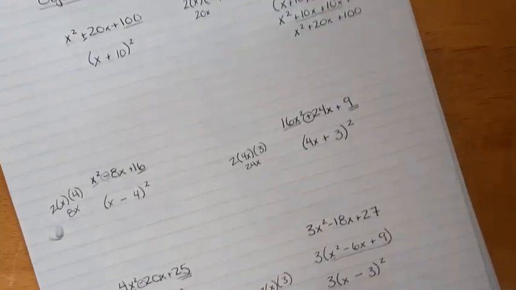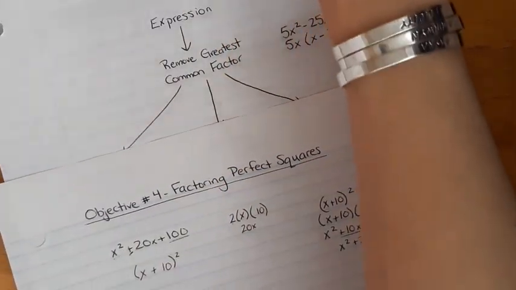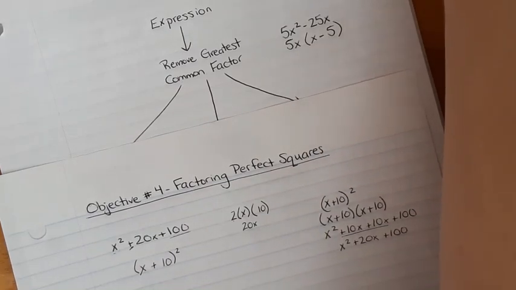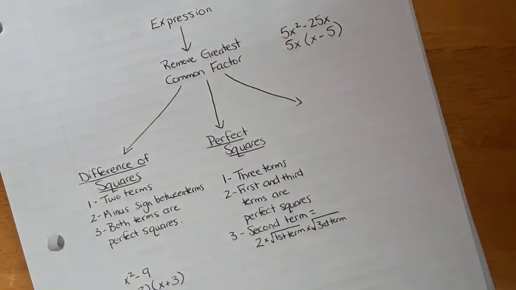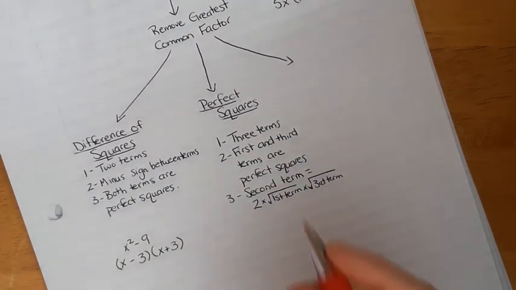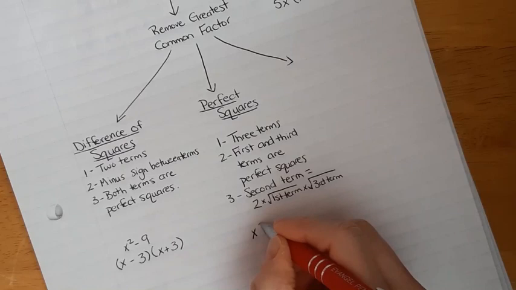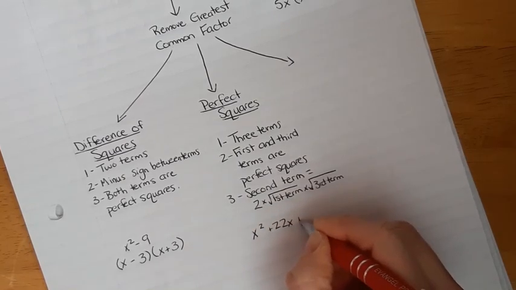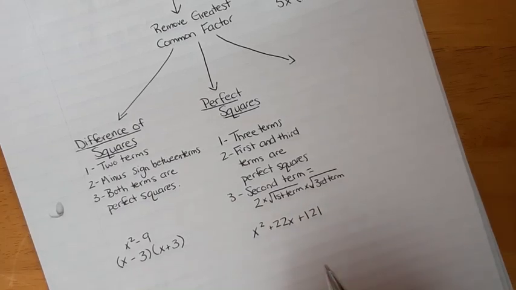All right, so let's head back over to factoring perfect squares on our flow chart for a minute, and we're going to fill in one more example here, just to kind of fill out our flow chart. We forgot to do that in last day's video. So let's put in x squared plus 22x plus 121.